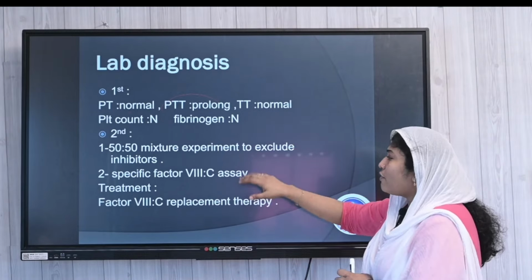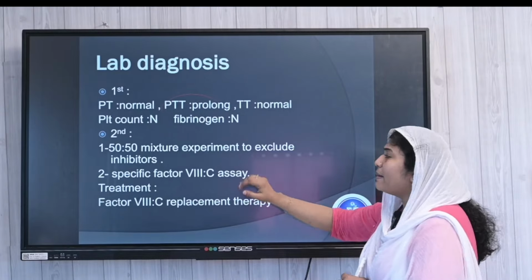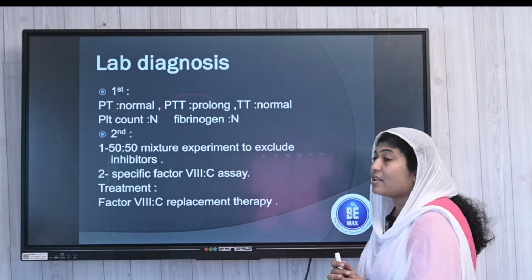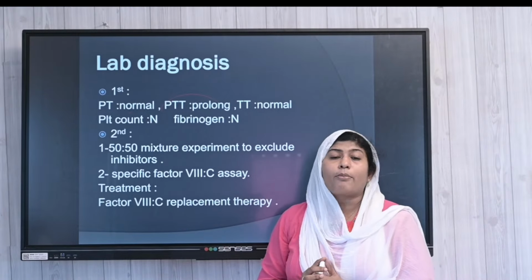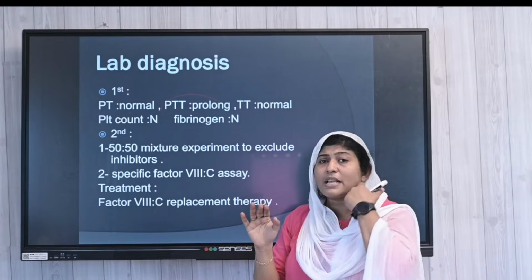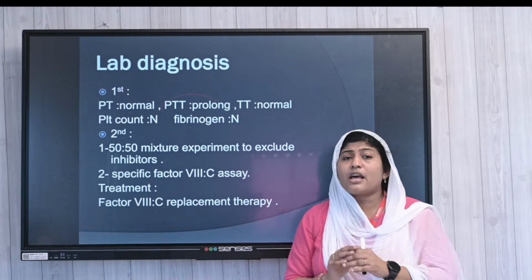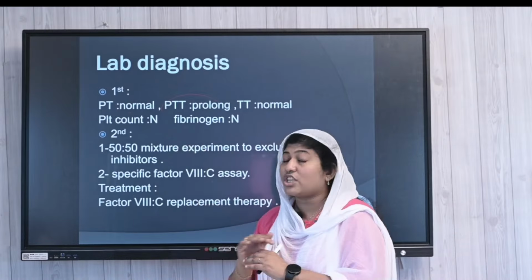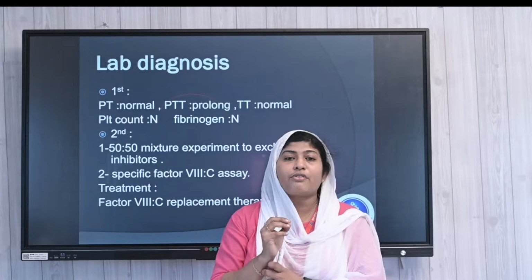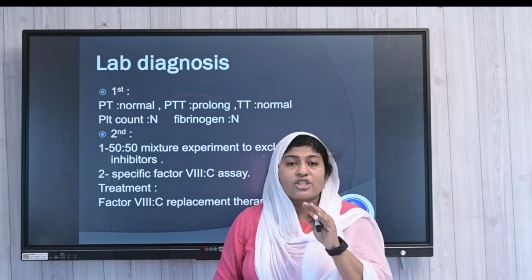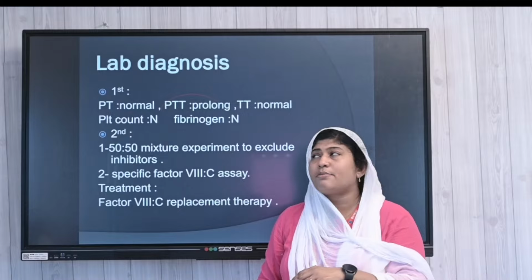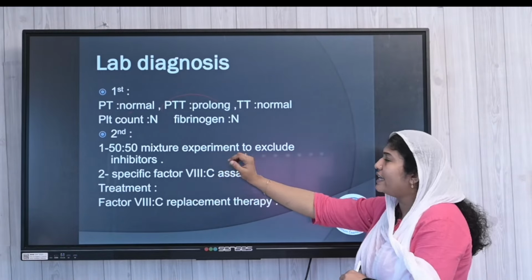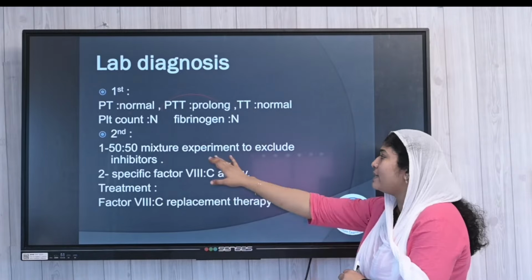Then for confirming this type of condition, we do an inhibitor study, that is a 50:50 mixture experiment, to exclude some inhibitors. That is, we mix the patient plasma with normal plasma. The normal plasma contains factor 8. Once we mix the patient sample with normal plasma, the factor number 8 deficiency may be corrected, meaning we get the correction from the normal plasma. But if the patient has a problem due to some inhibitors, it will not be corrected. So, we can identify the details of the factor number 8 deficiency by this mixing study.